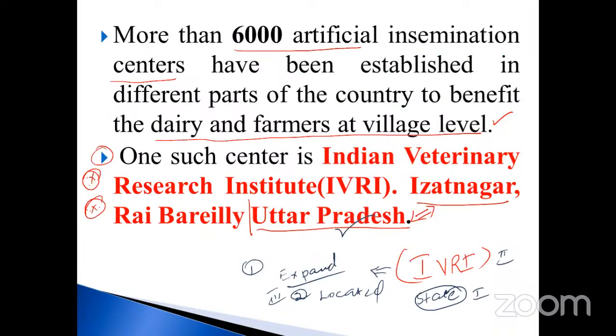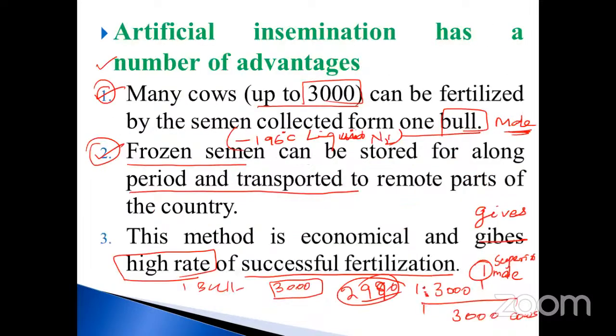More than 6,000 artificial insemination centers have been established in different parts of the country to benefit the dairy farmer at village level. One such center is the Indian Veterinary Research Institute, IVRI, Izzatnagar, Bareilly, Uttar Pradesh. Don't forget, my dear students, this is very, very important. Artificial insemination has a number of advantages.